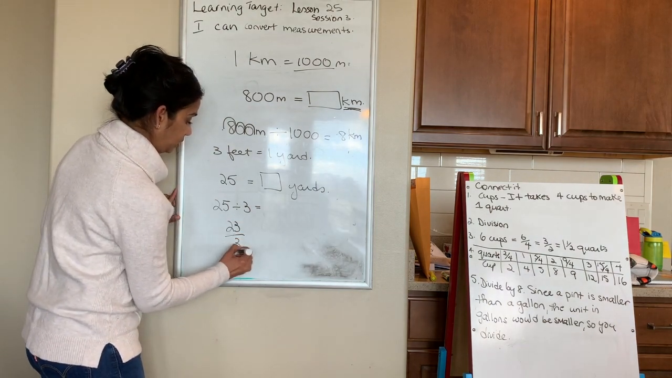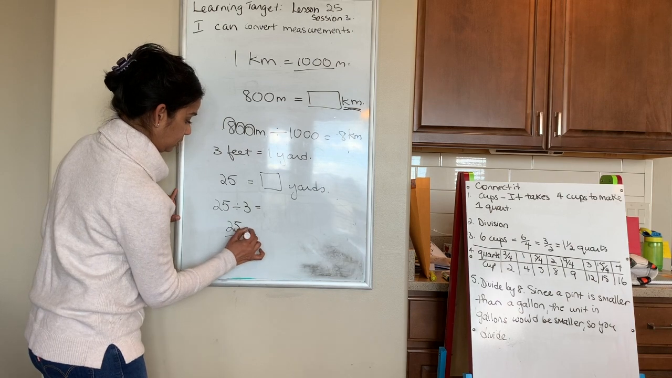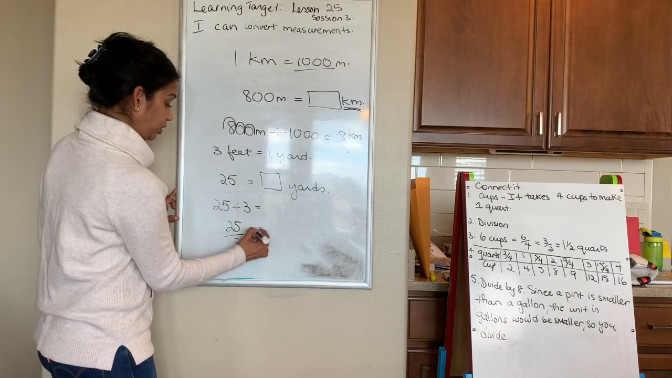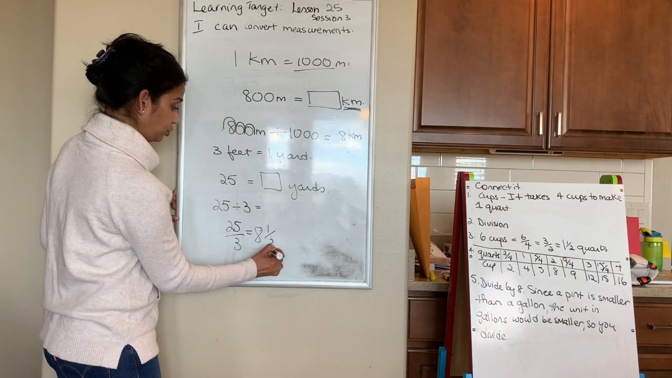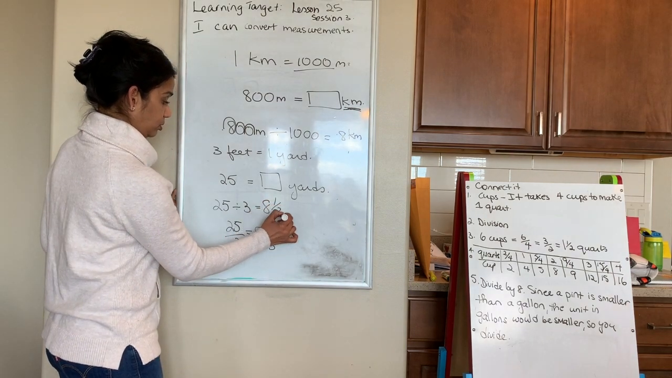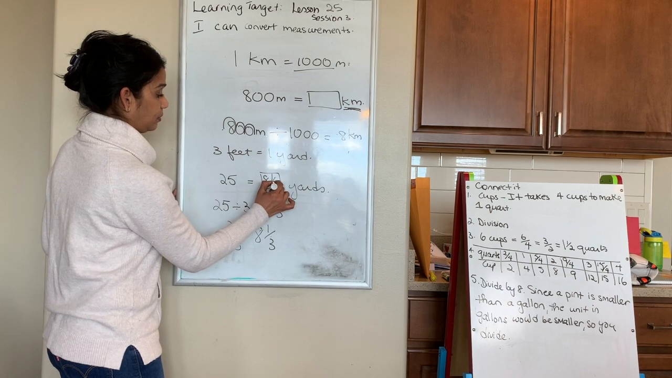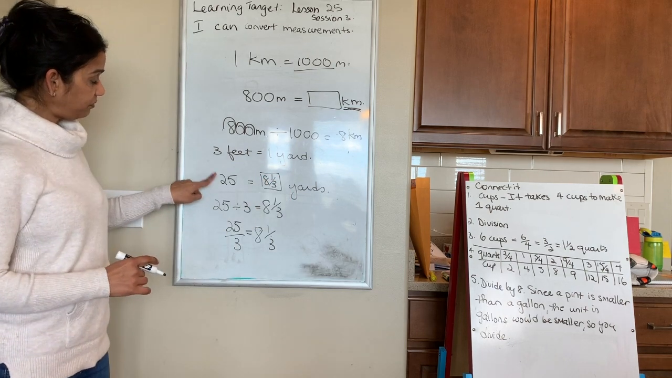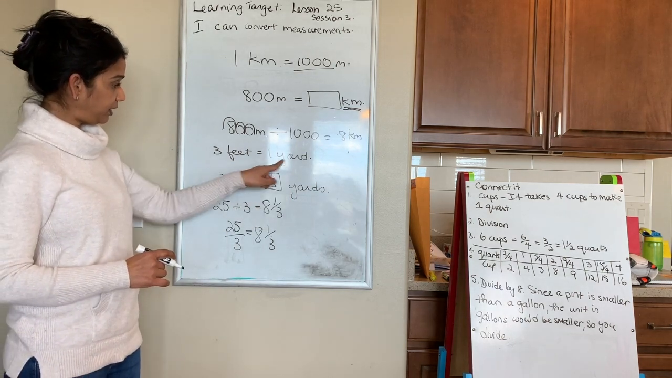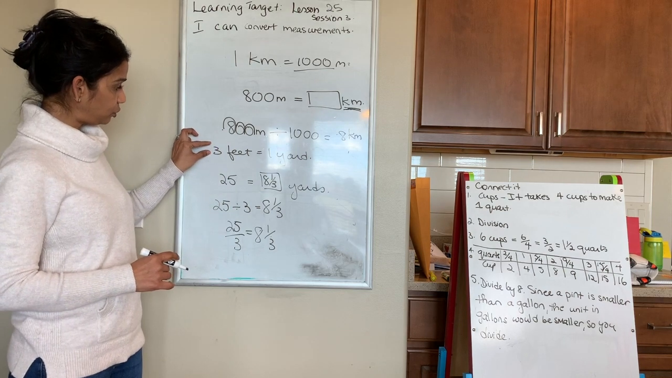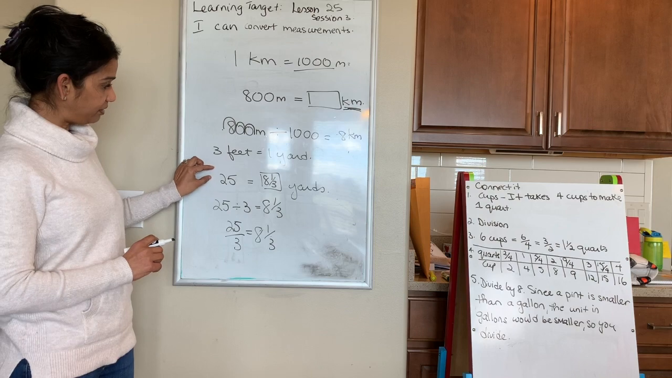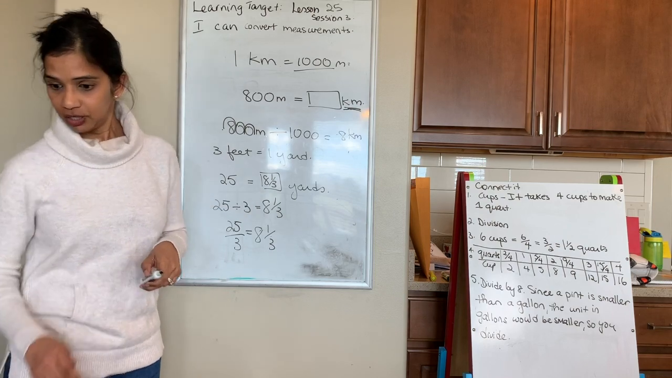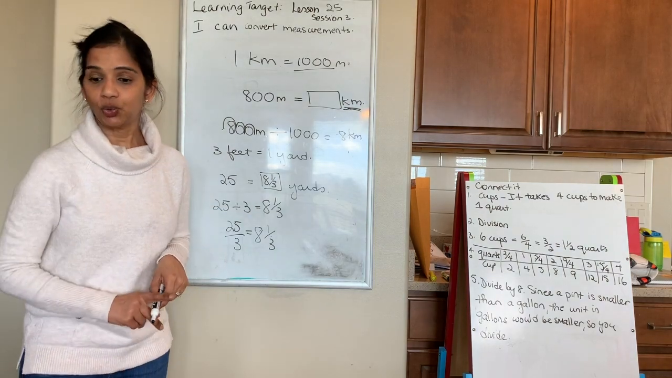We could do it like this. 8 3s are 24 and 1 is 25. So we got 8 1/3. Do we see that? We divide 25 by 3 because we want to find how many yards. And every time there's 3 feet, it's equal to 1 yard. So how many groups of 3 are in 25? 8 1/3. All right.